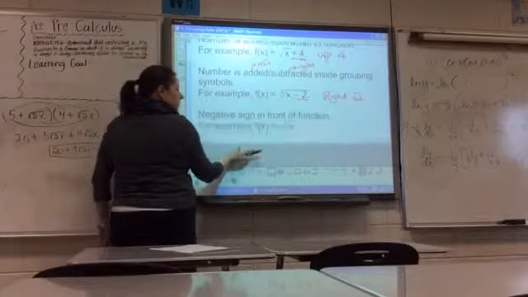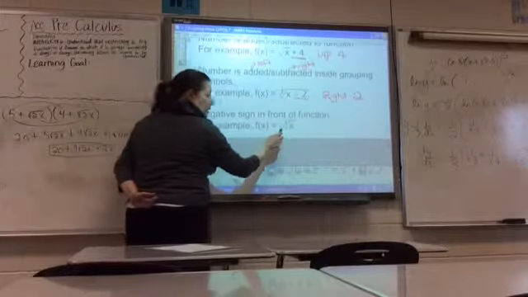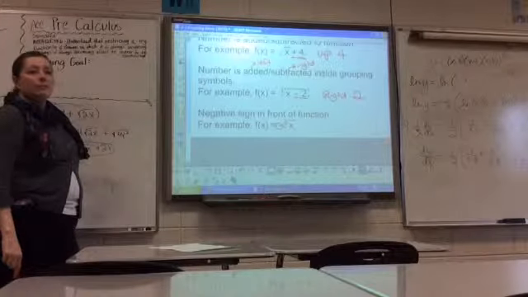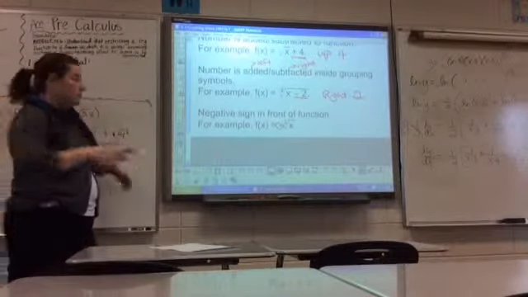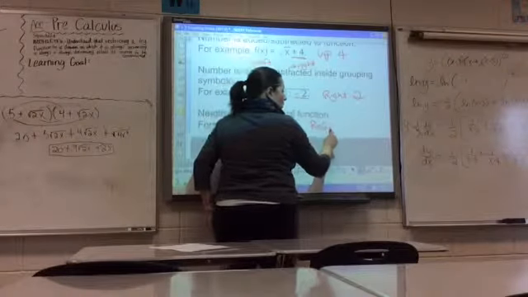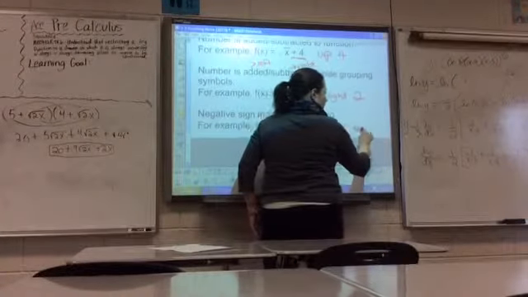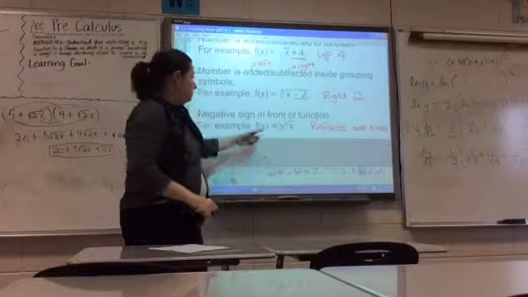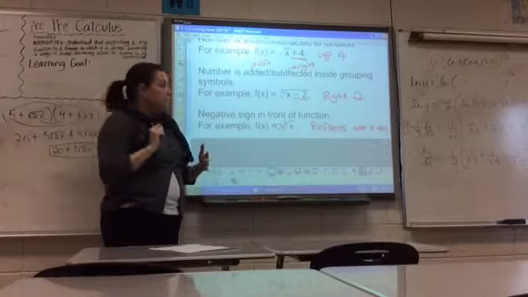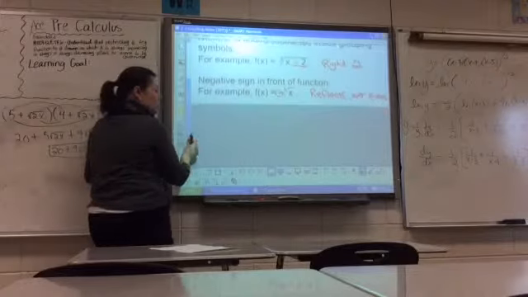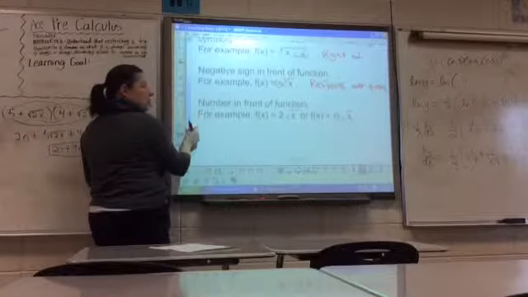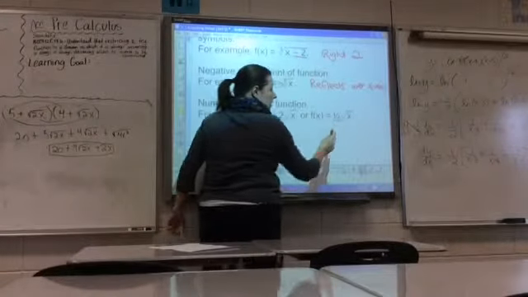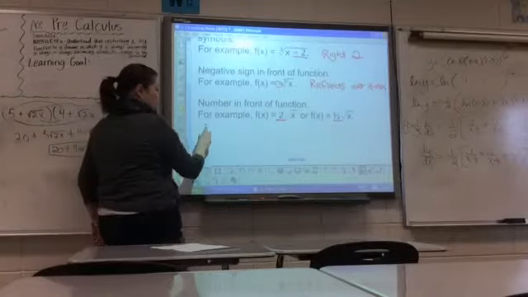Okay? Do you remember what the negative in front does? Negative in front reflects it over the x-axis. In other words, it flips it down. Negative in front reflects it. And one more thing. If you have a number in front, like this 2 or this 1/2, the width changes.